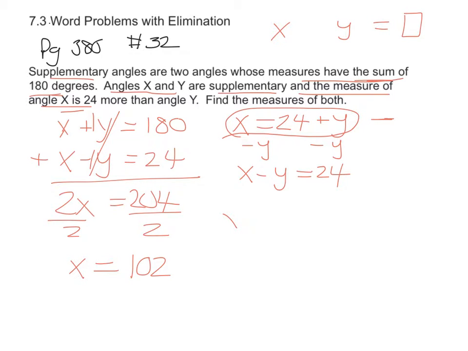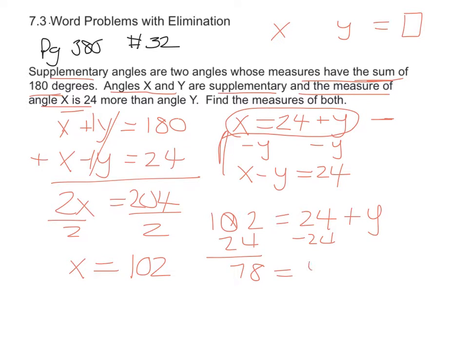I just have to take that and substitute it into one of the equations. I'm going to substitute it in here. 102 equals 24 plus y. Subtract 24, and I get 78 for y. So my two angles are 102 degrees and 78 degrees. Okay, next problem.